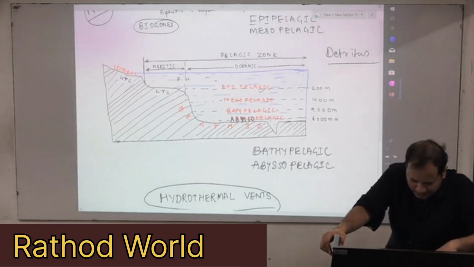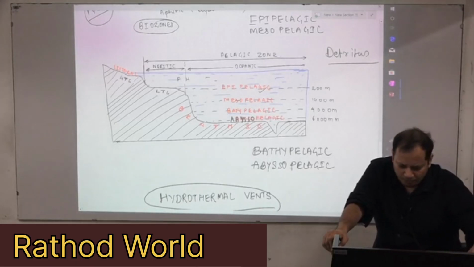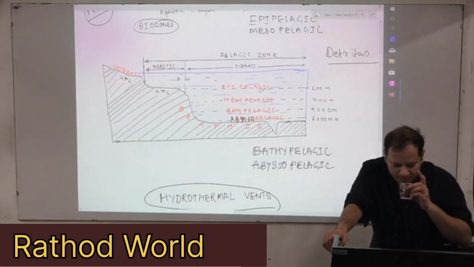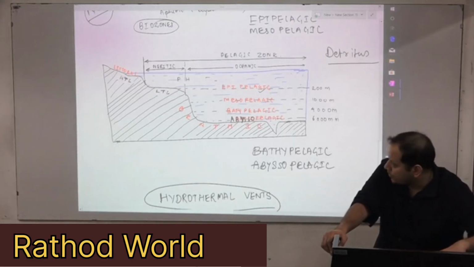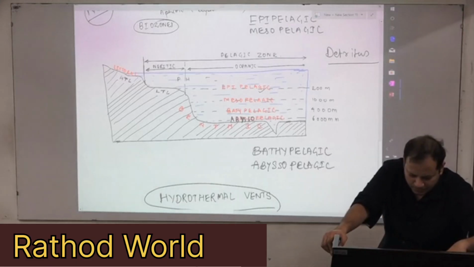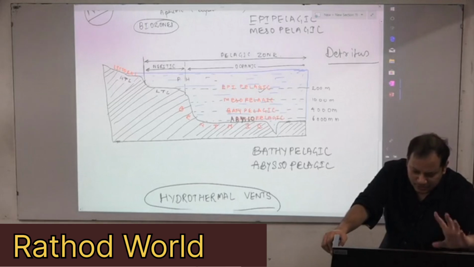Most of the animals, most of the organisms, have adapted to protect from extreme pressure, and use eyes to see in minimal light or total darkness.